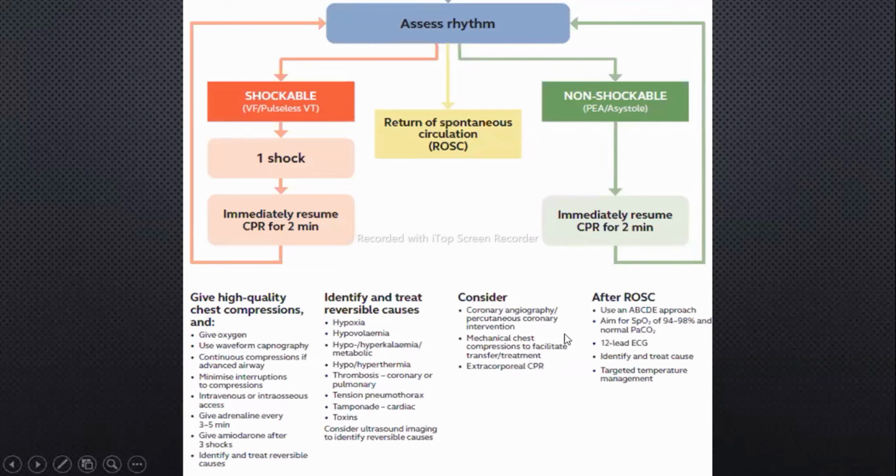So what if the patient has ROSC? Now the patient has return of spontaneous circulation. So again, you will assess the patient with the ABCDE approach. Your oxygen saturation should be 94 and more. 12 lead ECG, identify and treat cause. Targeted temperature management, you can say 32 to 34.